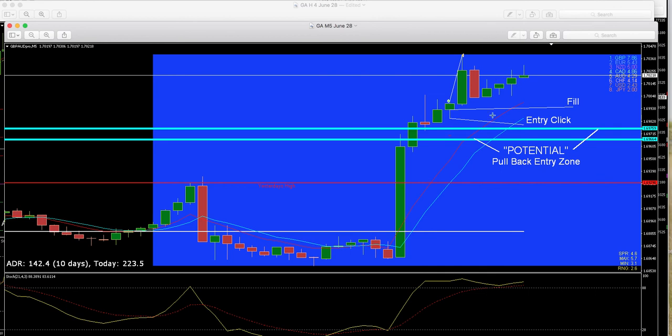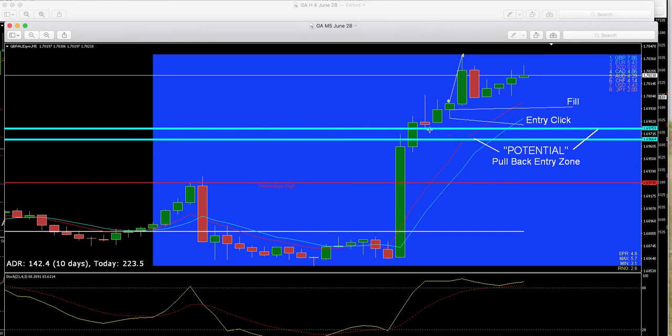Now, what I really wanted to point out here is 2 things. So normally you see this type of pattern where price jets up, and then there's a little bit of a pullback, and then it will tend to kind of take off again without much of a pullback. In this case, there wasn't much.